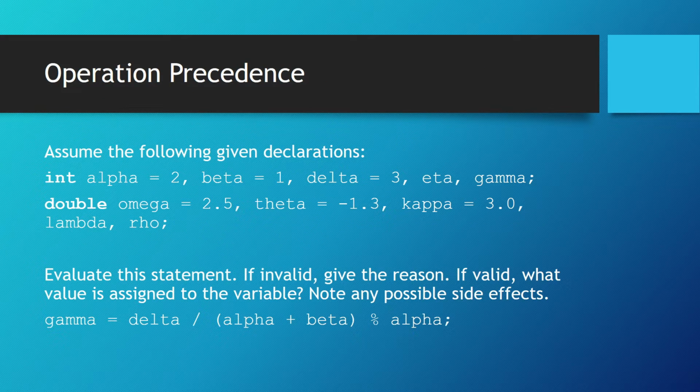Assuming the following given declarations, let's evaluate this statement. If the statement is invalid, give the reason. If the statement is valid, what is the value of the variable? Gamma equals delta divided by the quantity alpha plus beta mod alpha.